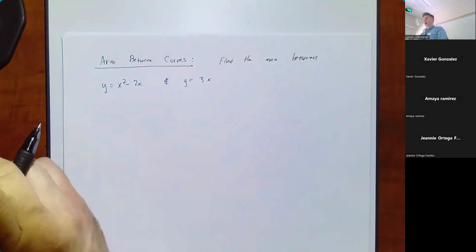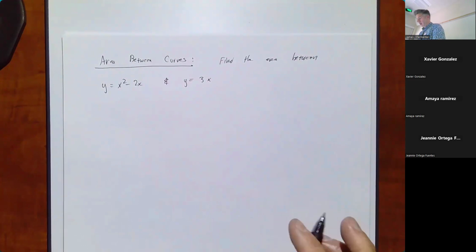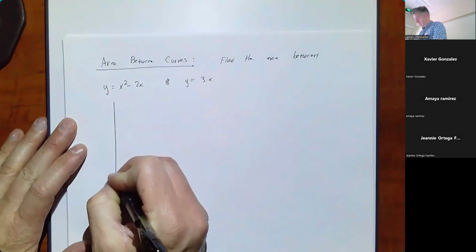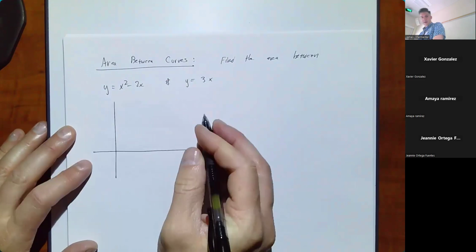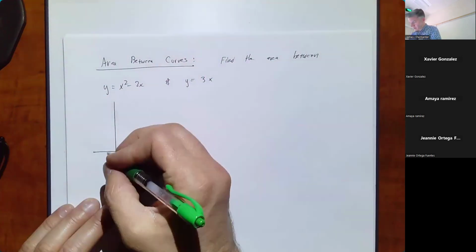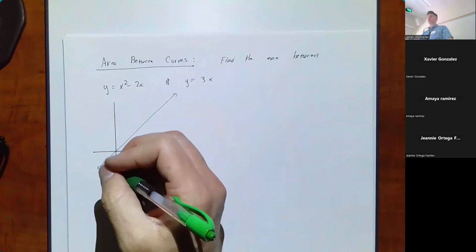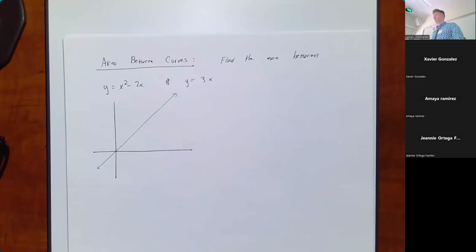And normally you don't have to draw them, but it's nice to draw them and see what's happening. So let's graph both of these functions. So y equal to 3x is just a straight line that goes through the origin. You draw it like this. I know it would normally look a little steeper than that, but I'm drawing it so I can draw it nicely and get some good pictures here.